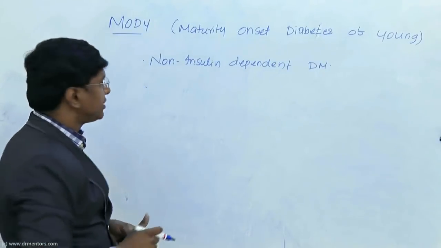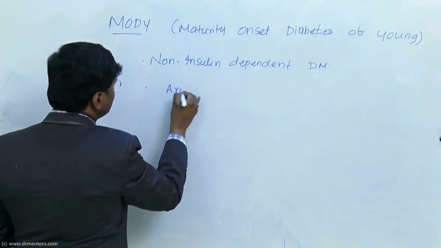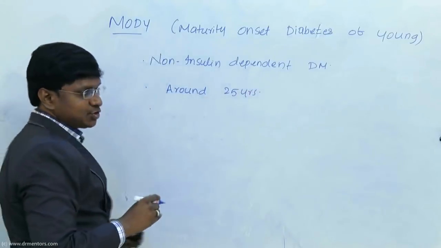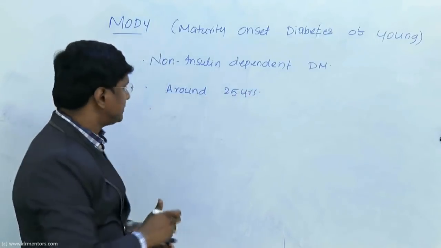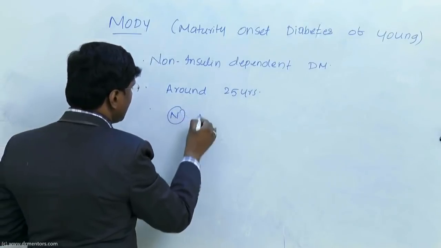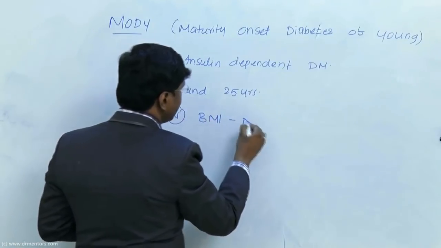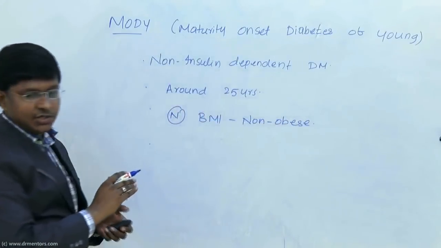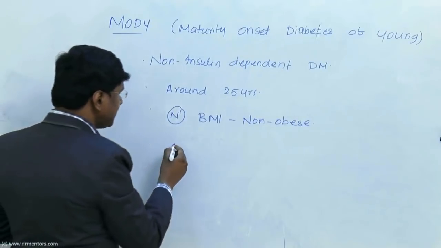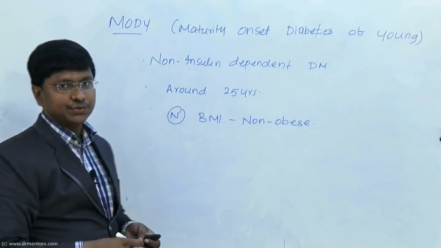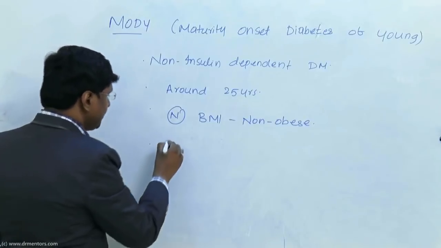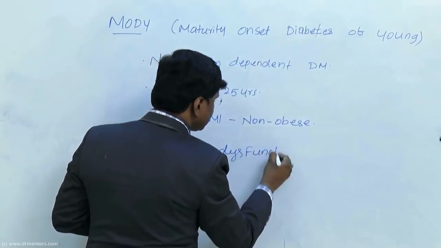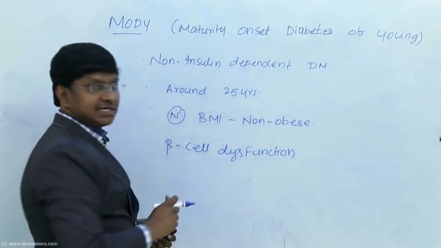And an important point you should remember is the age group at which you see this MODY is around 25 years. These individuals will have normal BMI, that is, they are non-obese. And why is this occurring? Remember, it is due to beta cell dysfunction. It is not beta cell destruction. It is due to beta cell dysfunction.